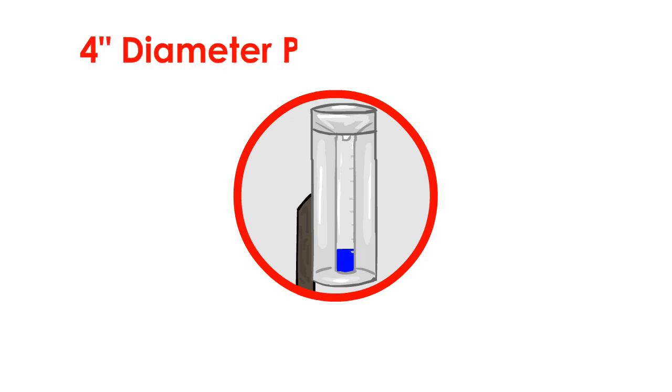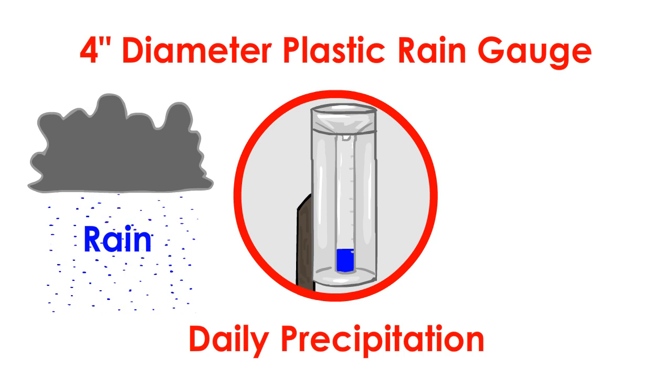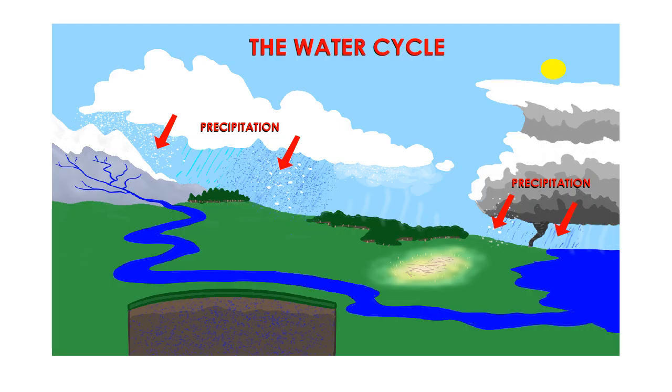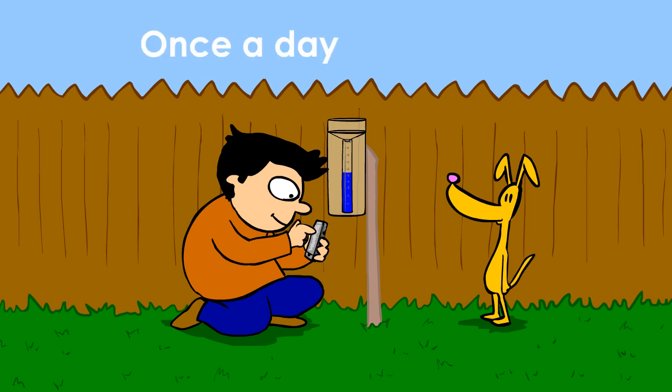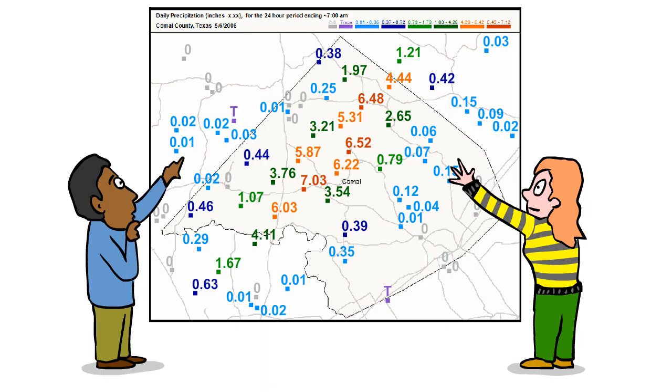This 4-inch diameter plastic rain gauge is used to measure daily precipitation, most notably rain, and is accurate to the nearest 1/100th of an inch. In the water cycle, precipitation is a huge part of how water gets from the sky down to the ground. Each measurement, typically taken once a day, usually around 7 a.m., helps meteorologists better understand how variable precipitation can be.